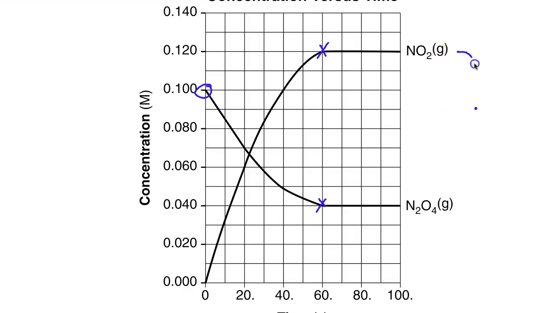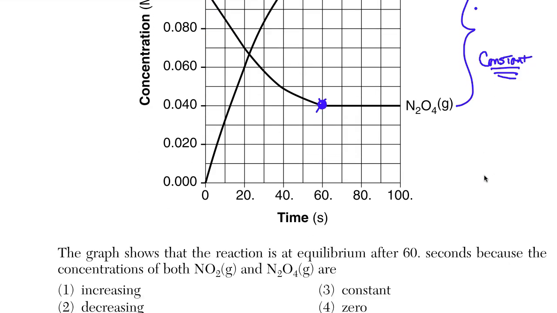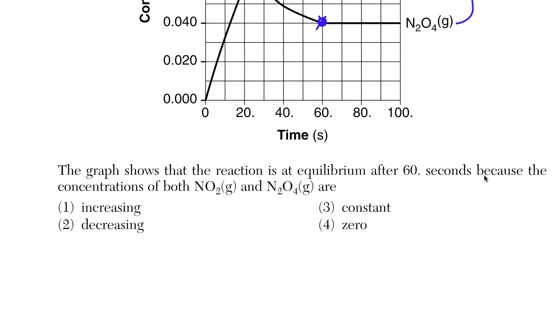And what's happening is at that point, the concentrations, the molarity, stay constant. The amount of products stays constant, the amount of reactants stays constant, and that is the key to the entire graph. I have seen questions in part 2 where they basically ask the opposite question. So let's go to the questions. This should jump at you. The graph shows that the reaction is at equilibrium.